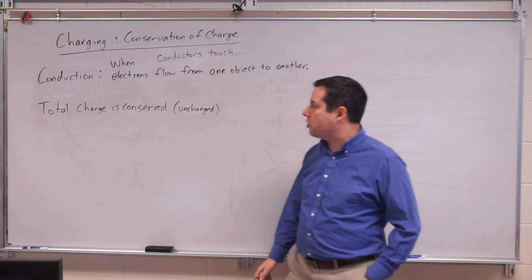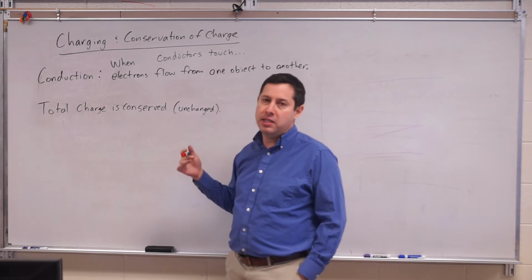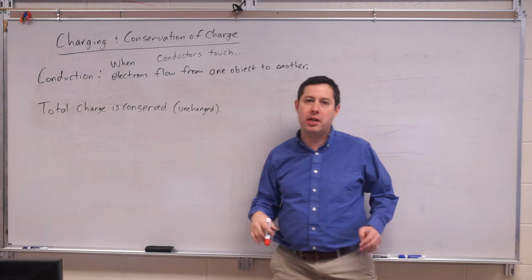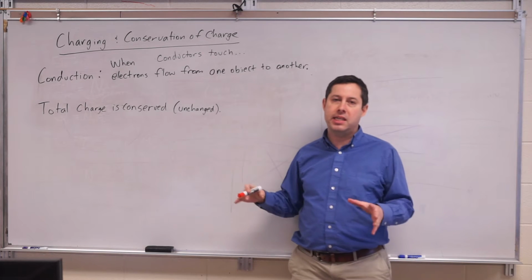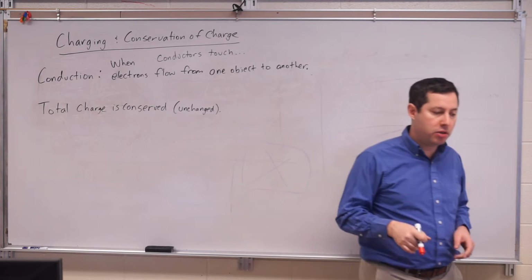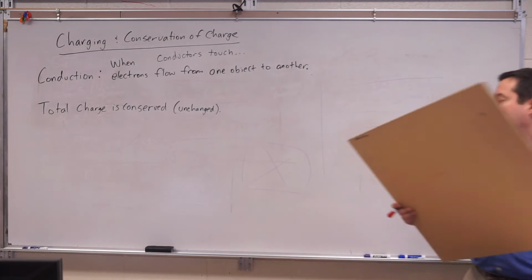Remember, protons typically aren't moving, it's usually electrons. And conservation of charge tells us something's conserved. It means it's not changed. So the total charge is unchanged, meaning all those protons and electrons still exist, they don't go away, and the total charge is unchanged. So take a look at this example here.